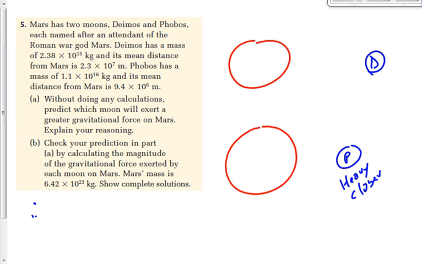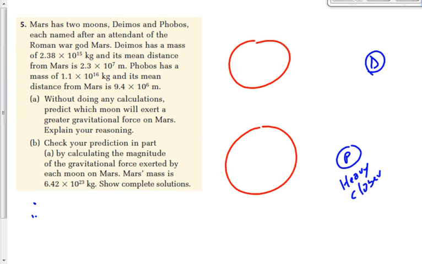If you want to experience the greatest possible force of gravity caused by the Earth, where do you need to be? On the surface of the Earth? Or up in space somewhere, a big distance away from the Earth? On the surface. So the closer you are to the object that's causing the field, the stronger the force of gravity is going to be. And the heavier you are, the stronger the force of gravity is going to be. So Phobos is heavier and it's closer. It's going to be a bigger force of gravity on Mars than is Deimos, right?